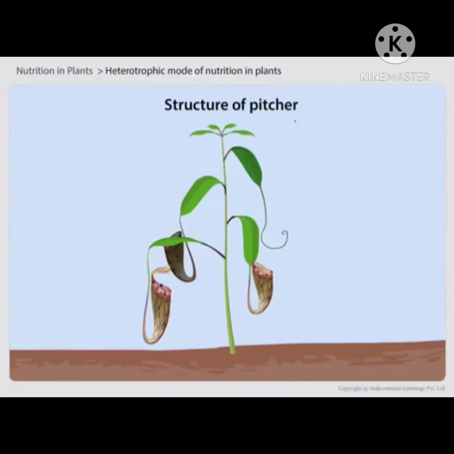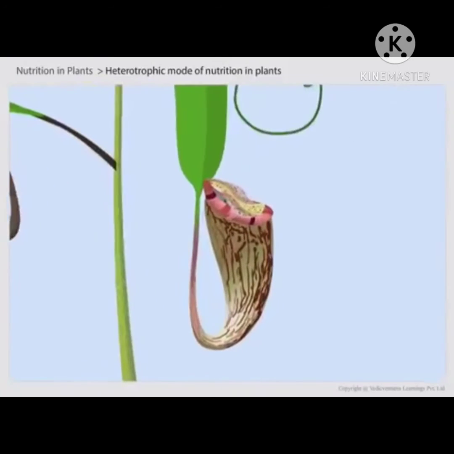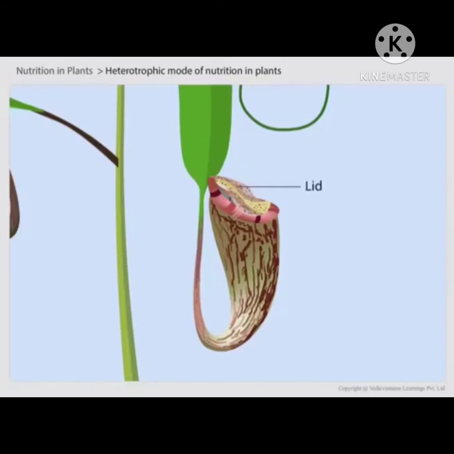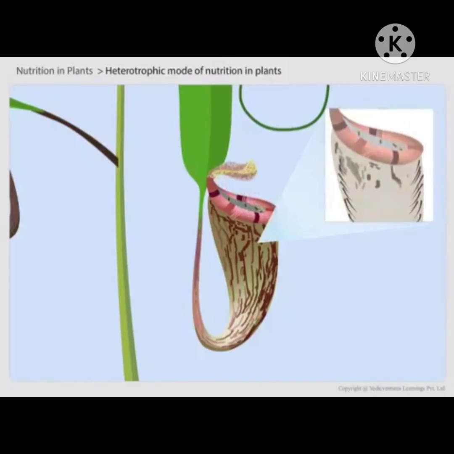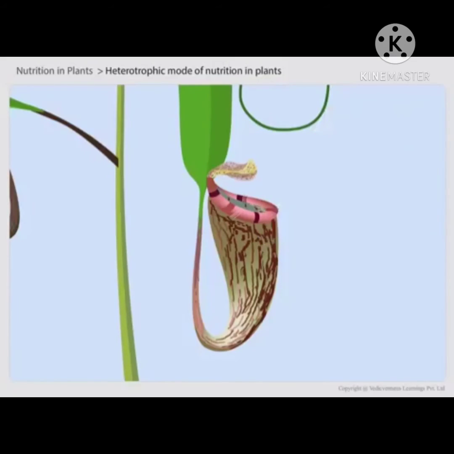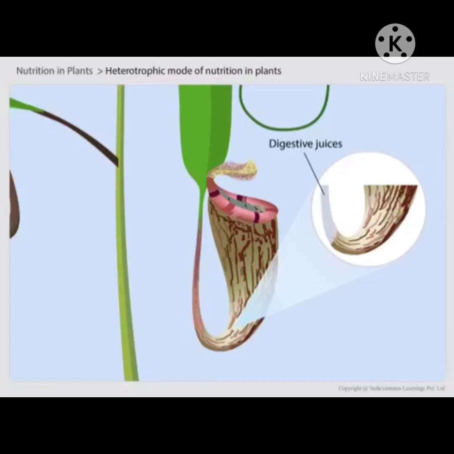Structure of pitcher. In a pitcher plant, a part of the leaf is modified into a pitcher-like structure. The apex of the leaf forms a lid which can open and close the mouth of the pitcher. Inside the pitcher, there are hairs which are directed downwards. Digestive juices are secreted by the pitcher.